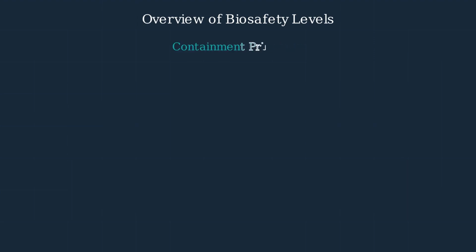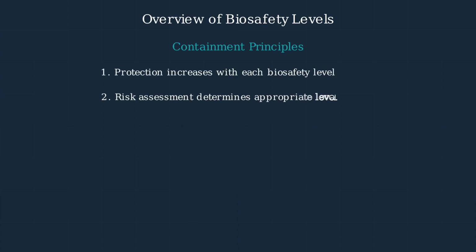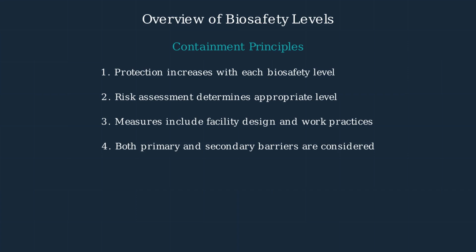The biosafety levels follow several key containment principles. Protection increases with each biosafety level, building on previous controls. Risk assessment determines the appropriate biosafety level for each agent and procedure. Containment measures include both facility design elements and laboratory work practices. Both primary barriers like equipment and secondary barriers like facility features are considered. Understanding these biosafety levels and principles is essential for safe laboratory work with biological materials.